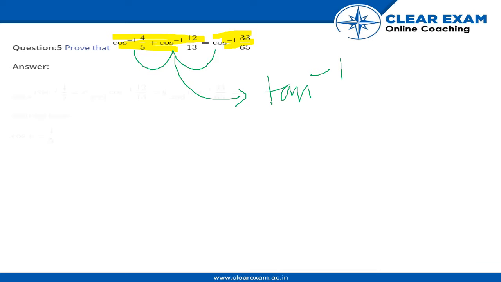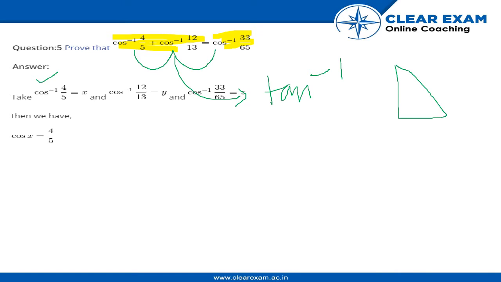The first term is cos inverse of 4 by 5. Let me show it with the help of a triangle. We have cos inverse of 4 by 5, so the base must be 4 and the hypotenuse must be 5. By Pythagoras, the perpendicular is 3. So we can see cos inverse of 4 by 5 is directly converted into tan inverse of 3 by 4.